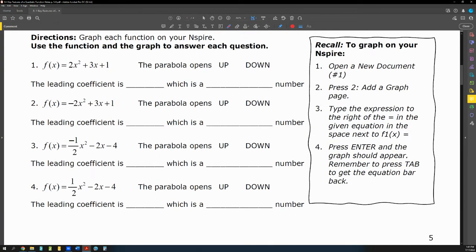Let's take a look at some of these equations on the TI Inspire. So if you have your TI Inspire, go ahead and take it out, and we'll go ahead and type these in together. So we'll look at the first equation. F of x is equal to 2x squared plus 3x plus 1. So let's go ahead and plug that into our Inspire. Let me open mine up real quick.